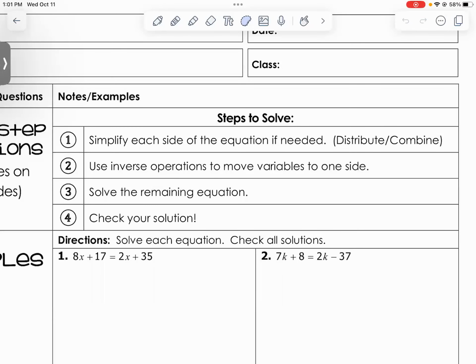Okay, so it sort of looks like we're still doing the same thing, but what do you notice about the equations on 31 that are different than the equations yesterday? Allie? Okay, we have variable terms on both sides.